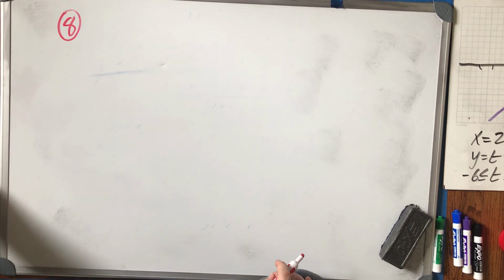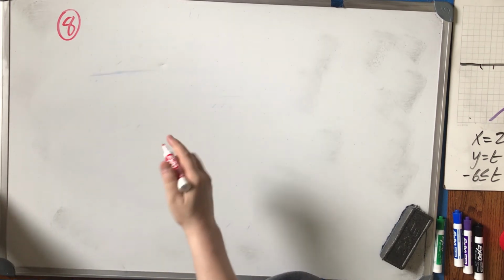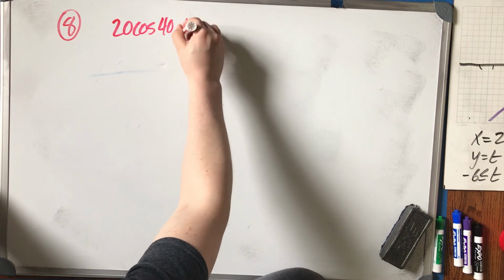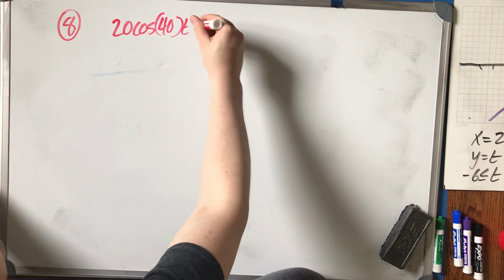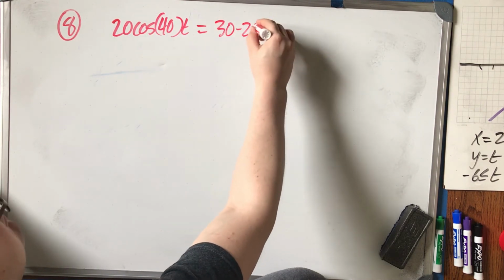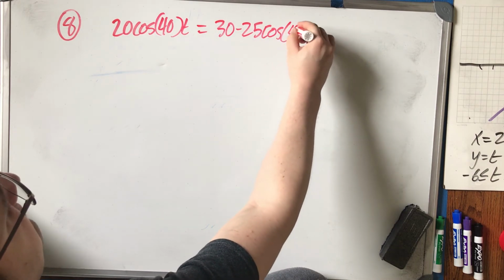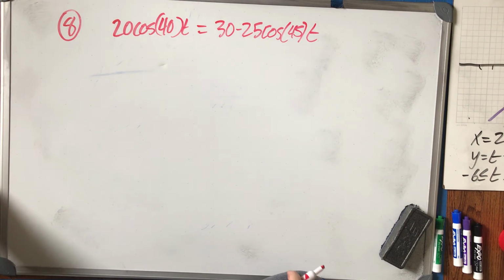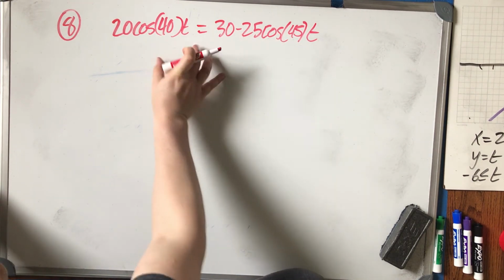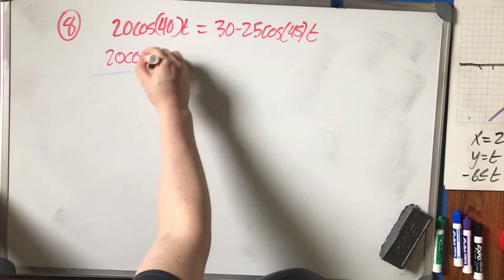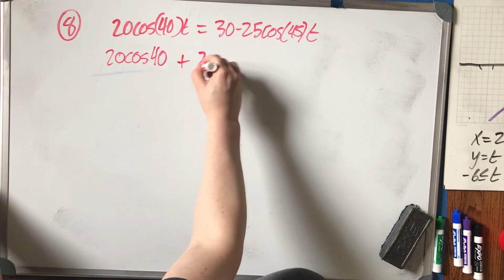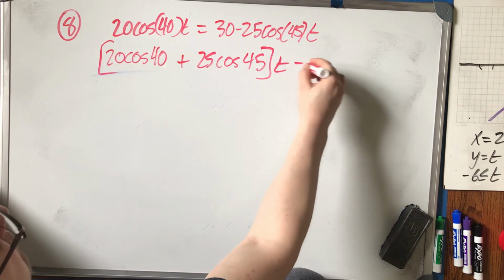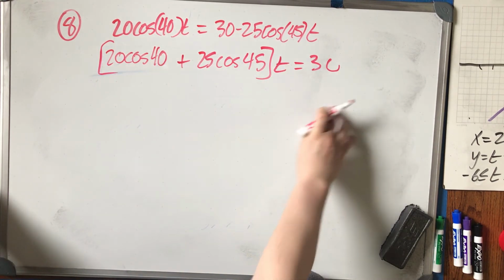Question 8, will these things collide? You know me, I'm a big fan of just setting x's equal to each other. So I get 20 cosine 40t, calculator's in degrees, equals 30 minus 25 cosine 45t. Again, it's important t is outside of the parentheses there. So I'm going to add this to the other side. I'll get 20 cosine 40 plus 25 cosine 45. I'm just going to choose to factor out t all in one step, and then I take this whole thing and divide it over.